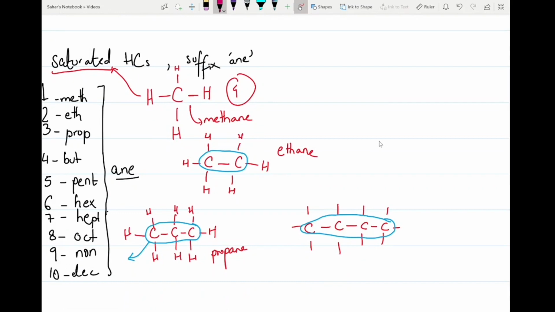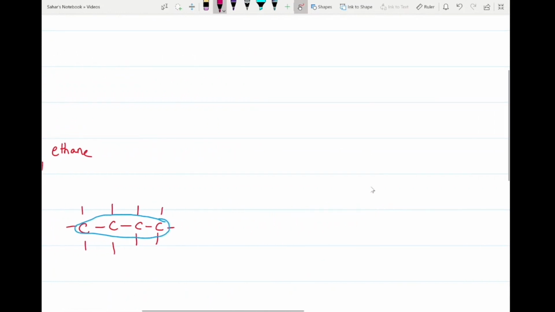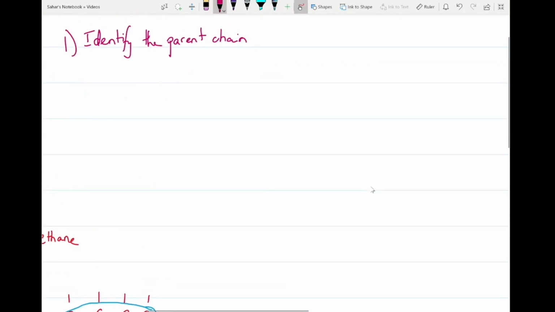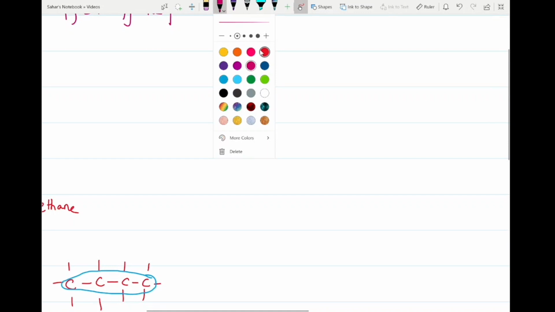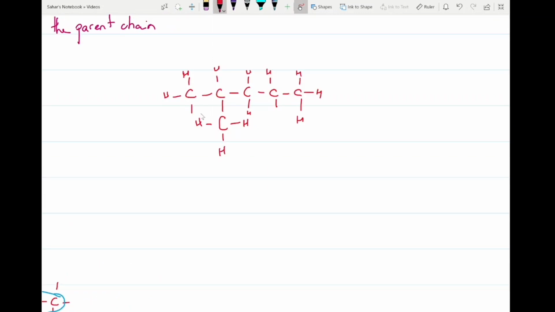we can name them very easily using our list of prefixes. But what happens if in an alkane you have branches or you have side chains? So let's consider this compound over here, and let's see how we would name this compound.